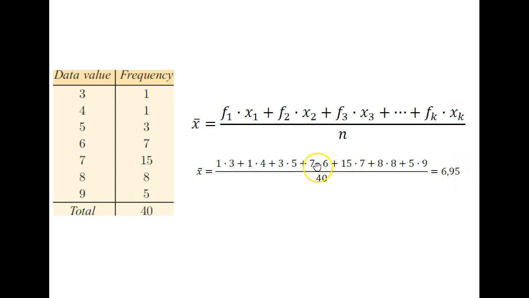So basically, instead of writing 6 plus 6 plus 6 7 times, you just say, well, I have it 7 times, so I'm going to say 7 times 6. And that's the way you would do that.